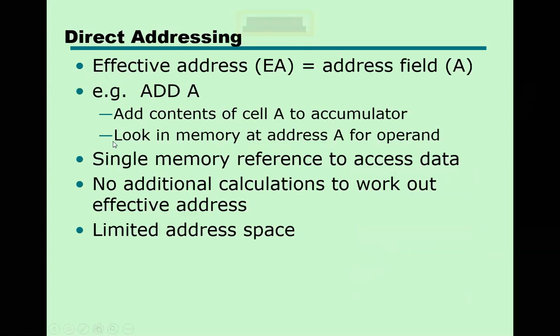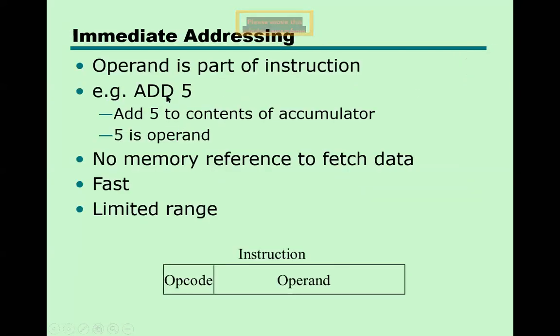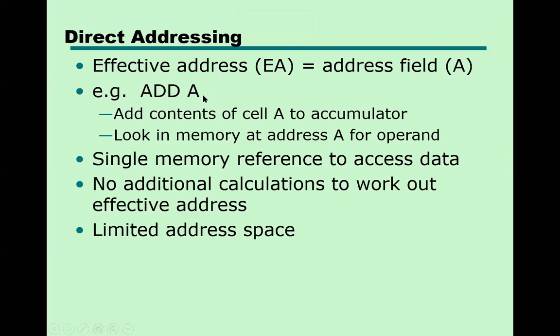So in direct addressing, your effective address is equal to the address field, A. This line you have to remember. If you observe, there is a small change in the notation: effective address is equal to the address field of A, so EA = (A). In the earlier example it was add 5; here you have to remember add A, where A is for the address. So we are adding the contents of cell A to the accumulator.